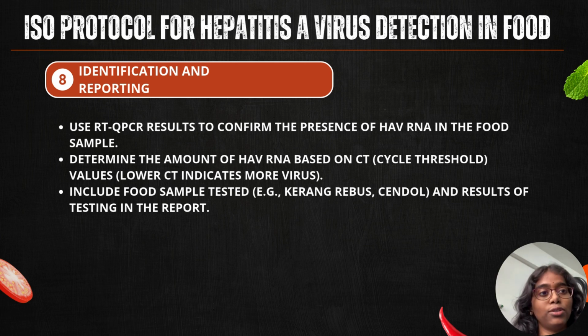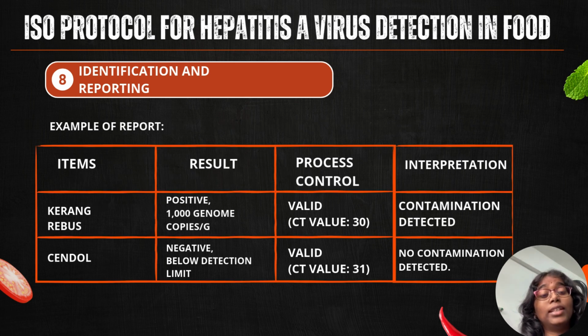Use RT-qPCR results to confirm the presence of HAV RNA in the food sample. Determine the amount of HAV RNA based on CT cycle threshold values. Lower CT indicates more virus. Include food samples tested, like gram-repose and chendol, and results of testing in the report. Here's an example of the result table that can be included in the report. This table consists of the items, the gram-repose and chendol, the results, whether it's positive or negative and the reason behind it, the process control which shows the CT value, and the interpretation which shows whether contamination has occurred or not.